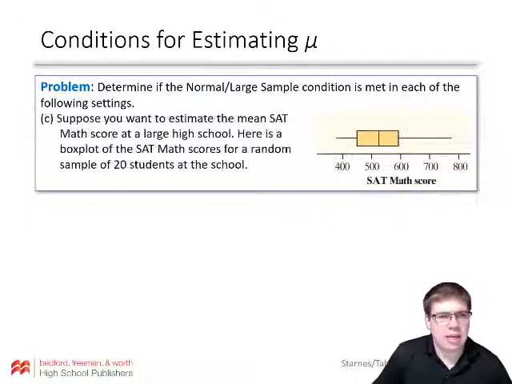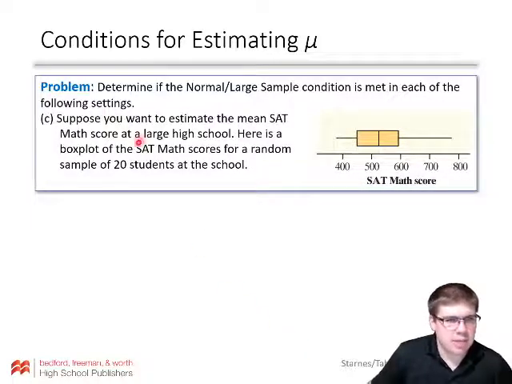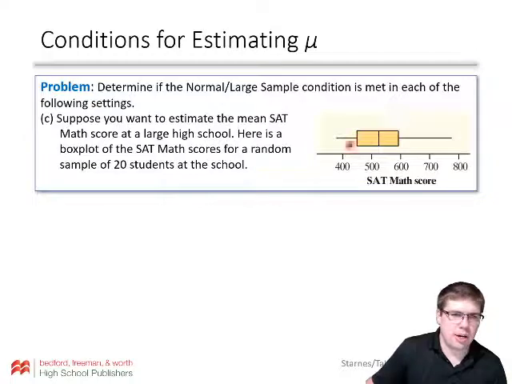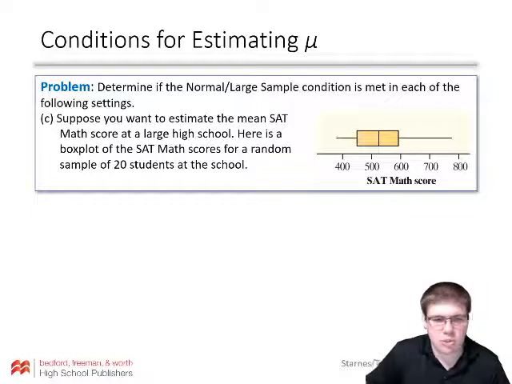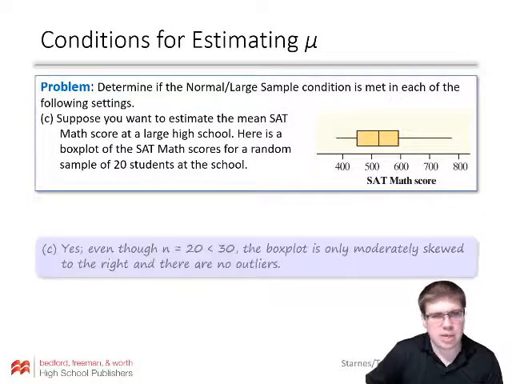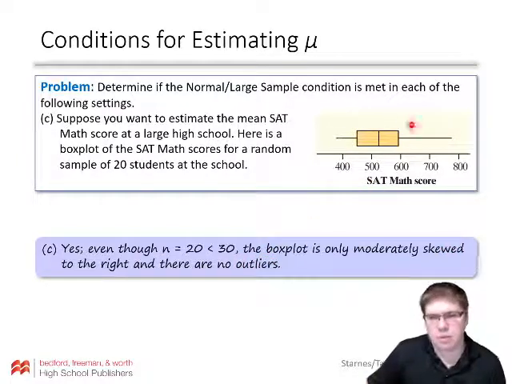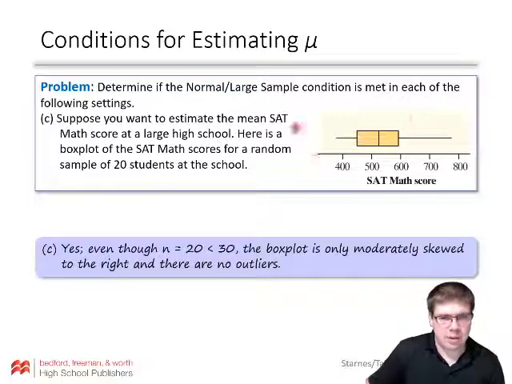And then in this one, suppose that you want to estimate the mean SAT math score at a large high school. Here is the box plot for the SAT math scores for a random sample of 20 students at the school. So yeah, 20 is not big, but this doesn't look terrible. There's a little bit of a longer whisker here, but that's not bad. That's a slight enough skew so that I just want you to realize it's not going to be perfection, that this would actually be okay to do this procedure. So yes, even though the sample size is small and the box plot is only moderately skewed to the right and there are no outliers. So with the sample size of 20, we should be enough for central limit theorem to kick in and cover us for having approximately normal sampling distribution, so we can do t procedures.